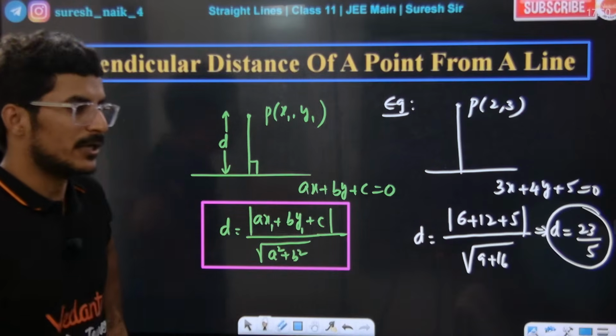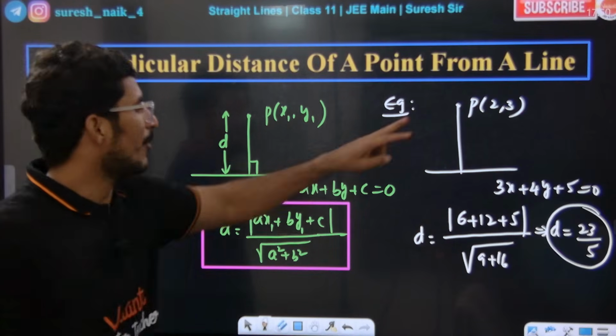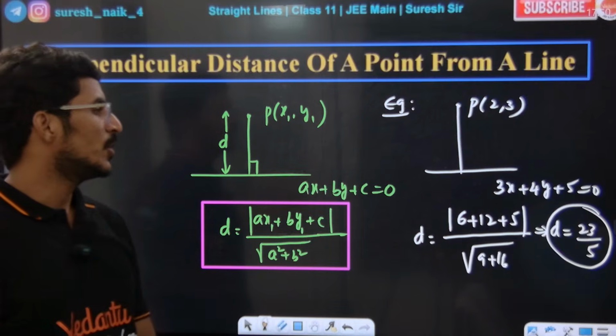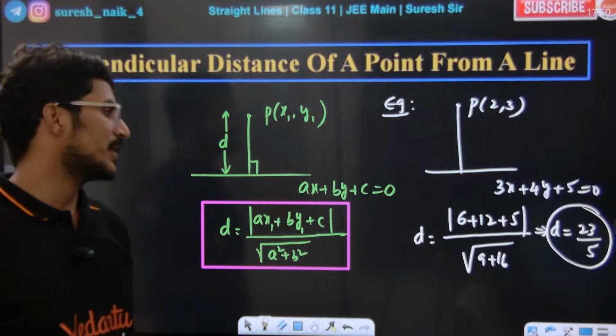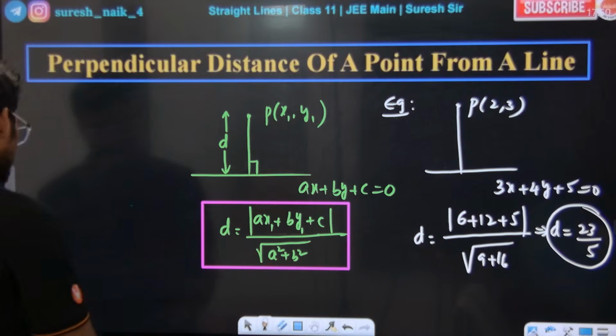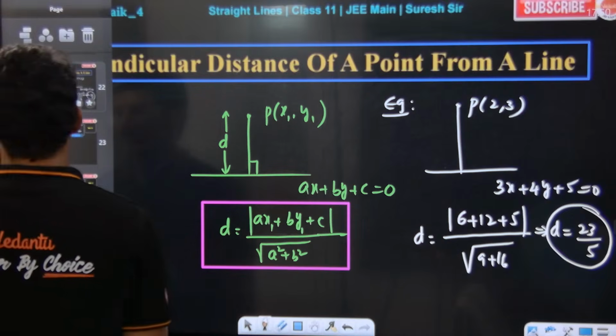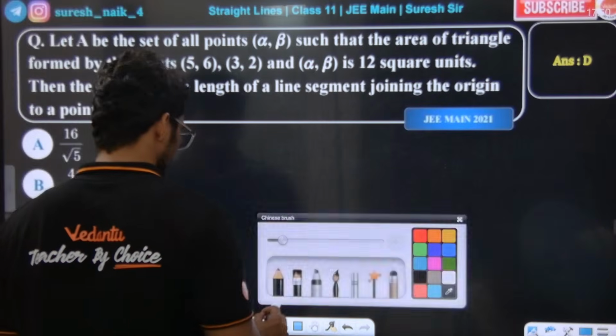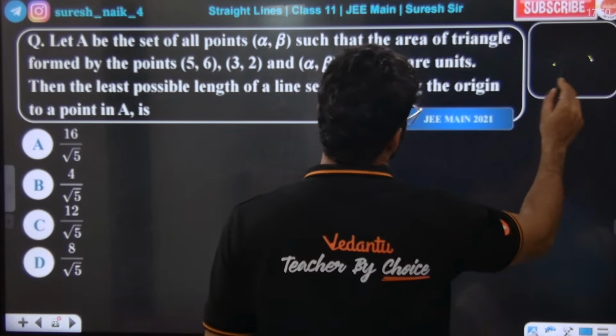Any doubts? Simple. Substitute the point: in the x and y places put 2, 3, so 6 plus 12 plus 5 is 23 by 5. Clear? Next, shall we do a question? Solving a question will give us a neat idea.